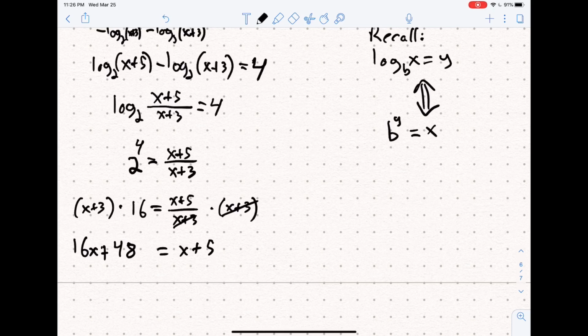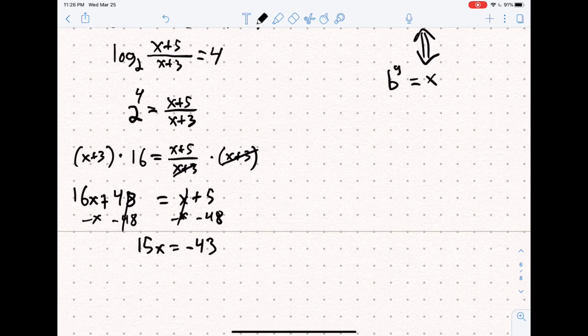What do I do now? I collect the x's on the left-hand side, so I subtract this x over here. That cancels that. And I subtract 48 on both sides as well. And that cancels that. So we have 16x minus x is 15x. And that's equal to 5 minus 48 is negative 43. So 15x equals negative 43. x is equal to negative 43 over 15. And this is our answer for x.